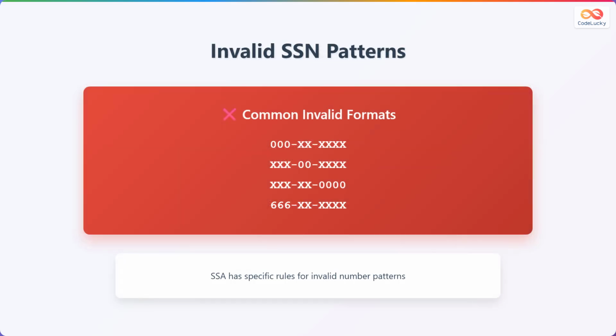The Social Security Administration has specific rules about which number patterns are invalid. Some common invalid formats include area numbers 000 and 666, group numbers equal to 00, and serial numbers equal to 0000. Being aware of these rules is crucial for implementing robust validation logic that goes beyond just the basic format.